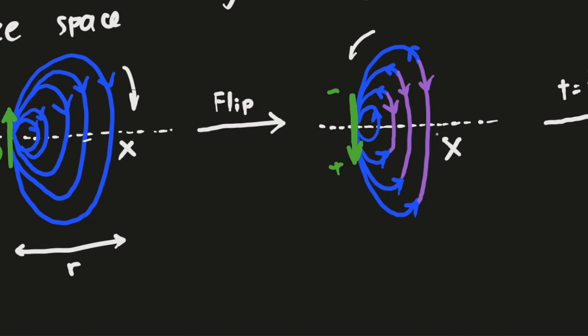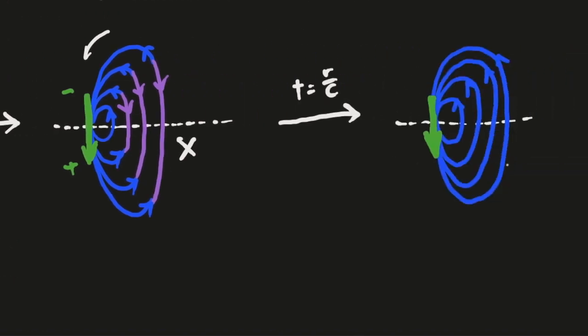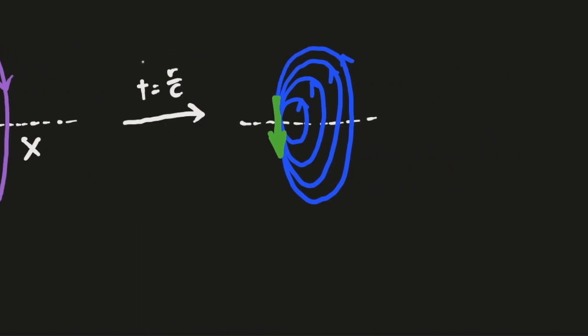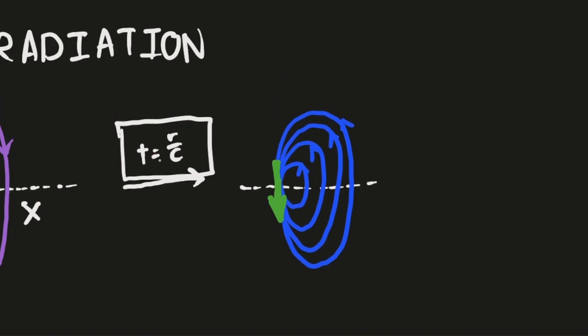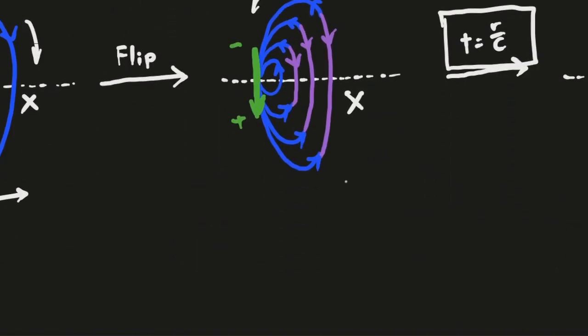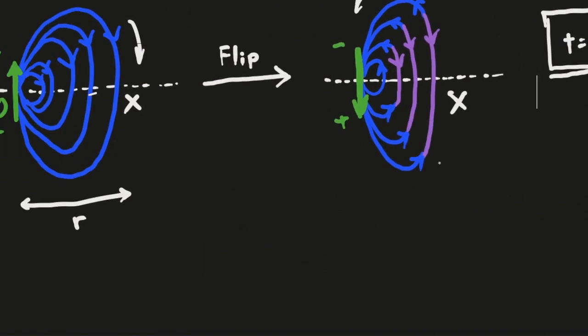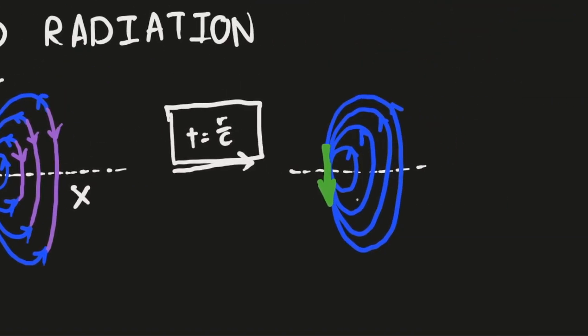This diagram is a massive simplification, but it's just to illustrate my point. Only after a time r over c, where r is the separation from the dipole of the point we're measuring, will the signal propagate to the end and we get the new field completely.